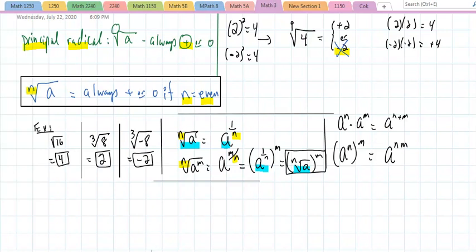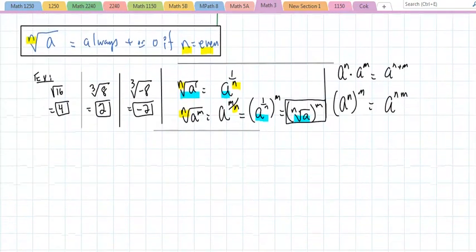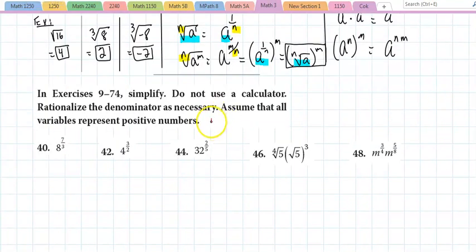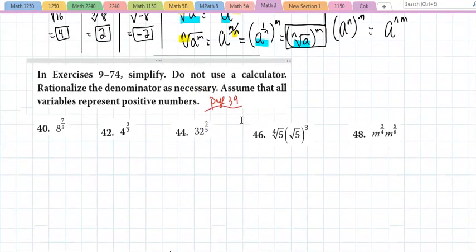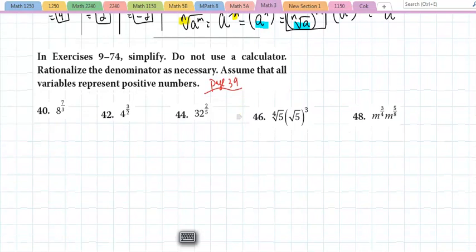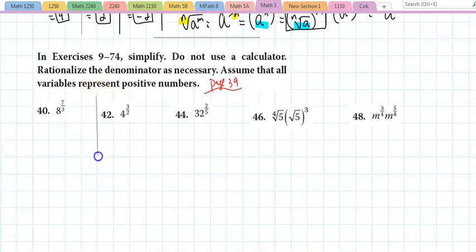Now let me show you really quick. If I pick few problems based on the first property, if I look in my book on page 39, I'll notice that number 40, 42, 44. So, I'm going to do few problems.